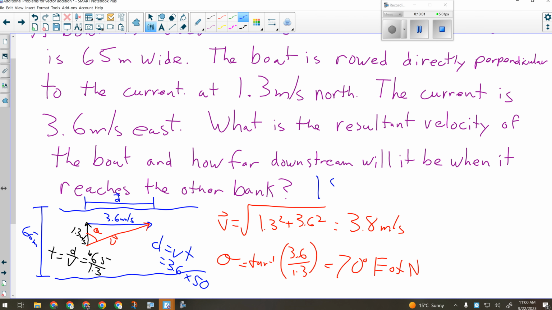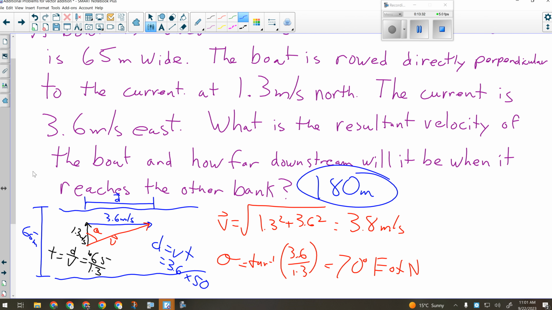Okay, just so you know, that is an incredibly typical boat question. Last year on the unit exam, I had a question pretty much the same as that, except it wasn't the boat, it was the St. Lawrence River, which is much wider. Like it's kilometers across as opposed to meters, but same idea. I wanted the resultant velocity, and I wanted how far downstream they would be after it got across. All right, questions on the boat questions?